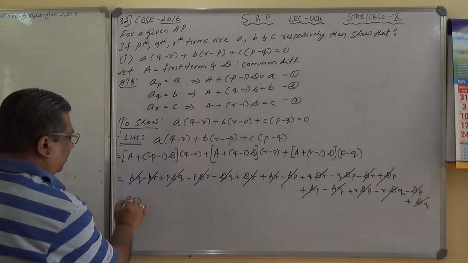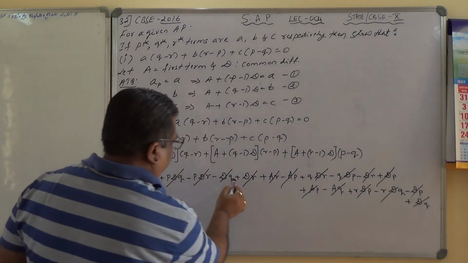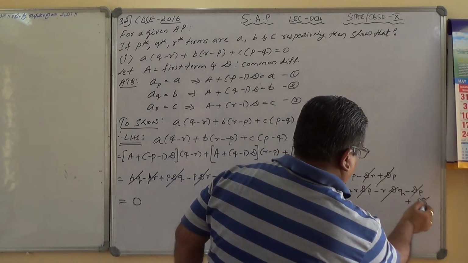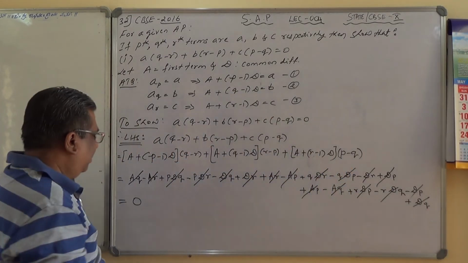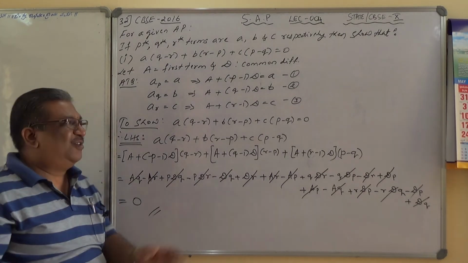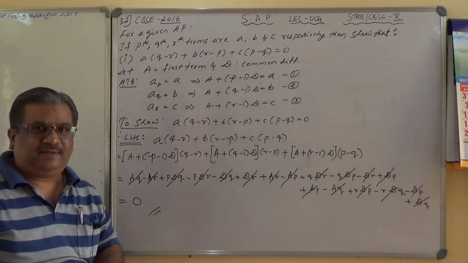Which equals 0. All these terms cancel out, and therefore 0. Dear students, quite interesting. Note it down. I'll solve the second part also. Okay.